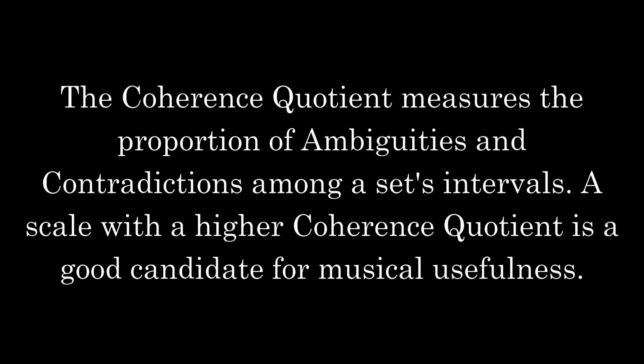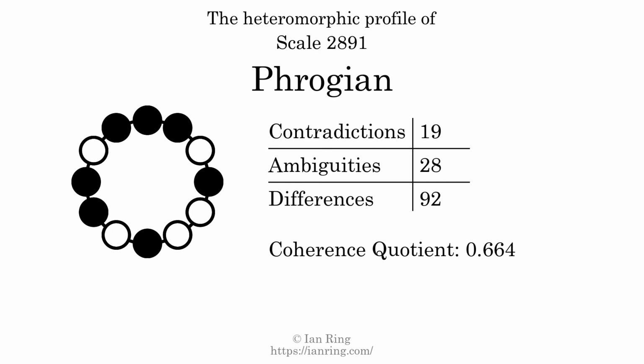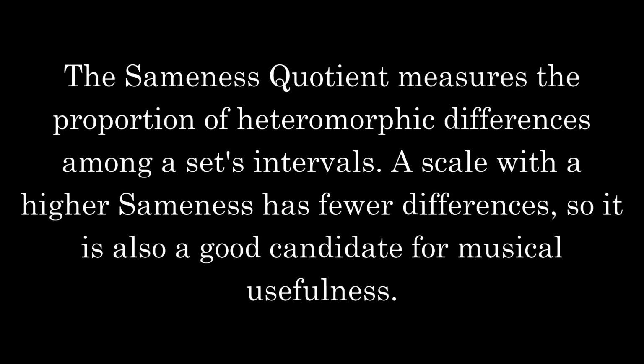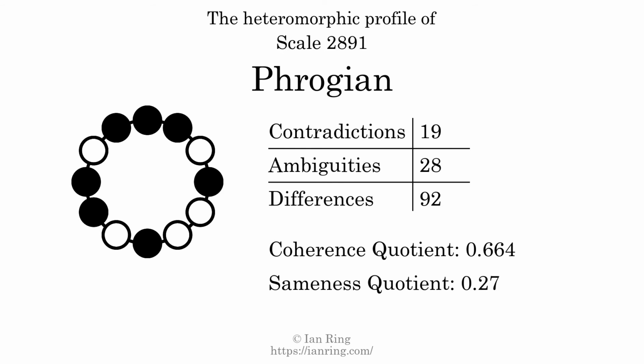The coherence quotient measures the proportion of ambiguities and contradictions among a set's intervals. A scale with a higher coherence quotient is a good candidate for musical usefulness. The coherence quotient is 0.664. The sameness quotient measures the proportion of heteromorphic differences among a set's intervals. A scale with a higher sameness has fewer differences, so it is also a good candidate for musical usefulness. The sameness quotient is 0.27.